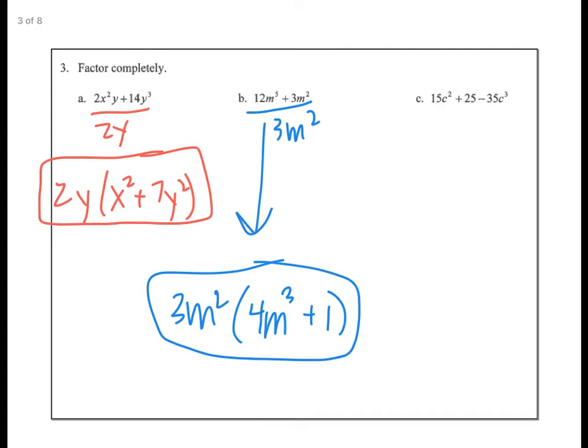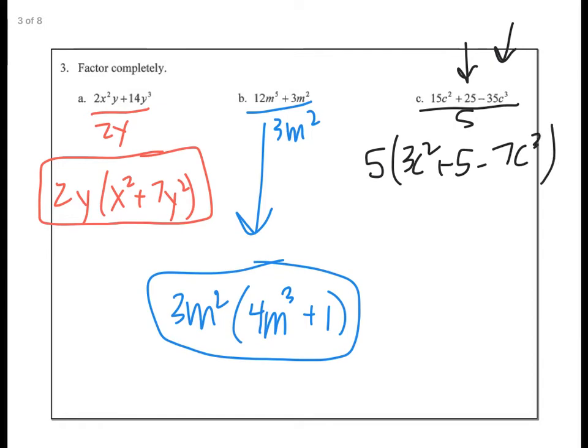Last one is a trinomial, but because of that cubed on my last term there, I'm not going to factor using diamond and box. I'm just going to look for a GCF to begin with. Biggest thing I can take out for a number is 5. And because this middle term doesn't have a c, I can't take any c's out. So I'm going to start with just that 5. That leaves me with 3c squared plus 5 minus 7c cubed. And then we don't factor with cubes yet with that power of 3, so this would be my final answer.